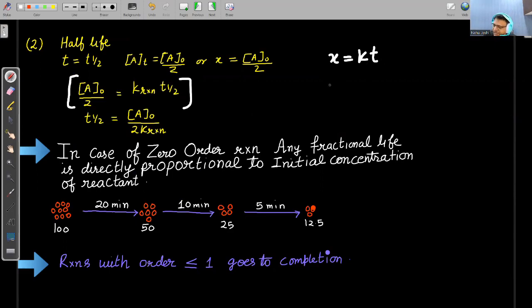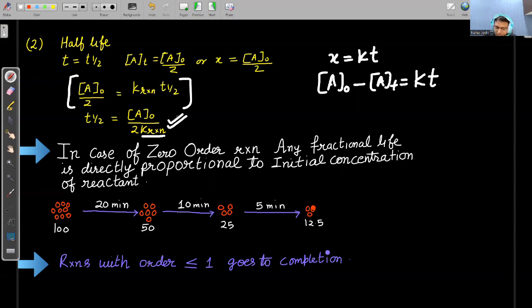या आप ऐसे भी लिख सकते हो, a naught minus at is equal to k reaction into time t. So here when you are putting at is equal to a naught by 2, then this is t half. From there you are getting that half life of a zero order reaction is equal to a naught upon 2 times of k reaction. Be careful कि ये k reaction है या k reactant है, you have to be very careful. So here it is k reaction. So t half is equal to a naught. Half life is directly proportional to initial concentration of the reactant in terms of zero order reaction.